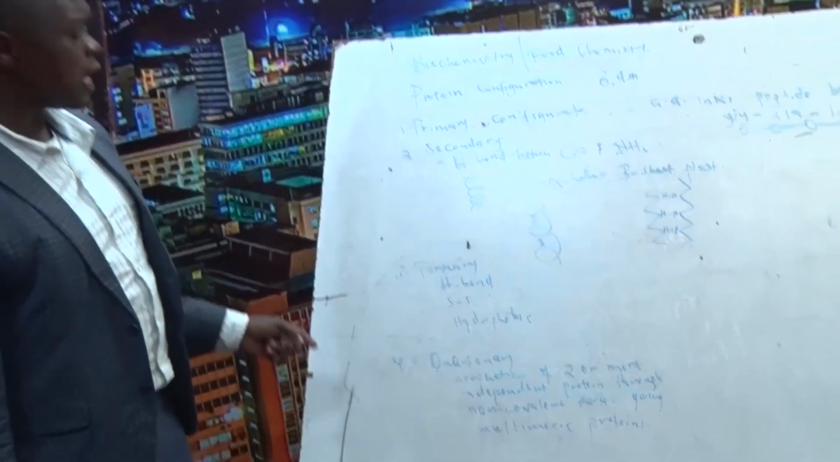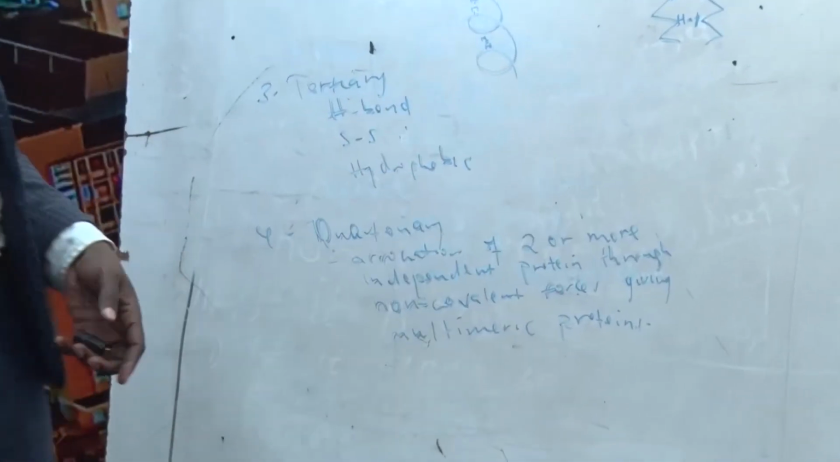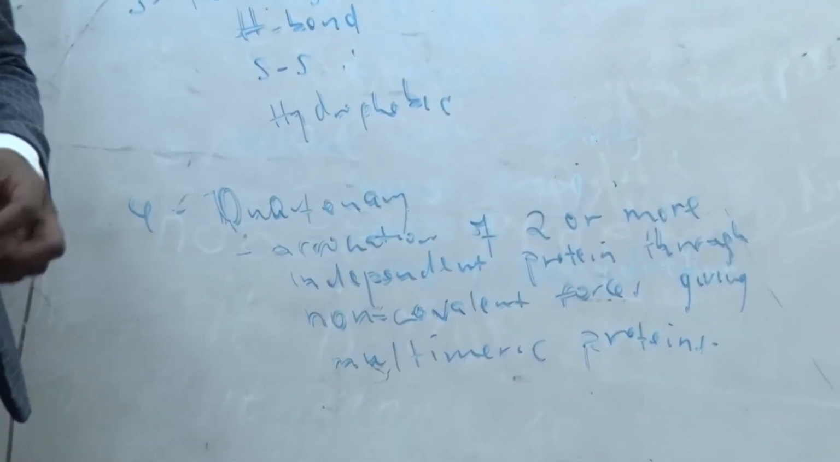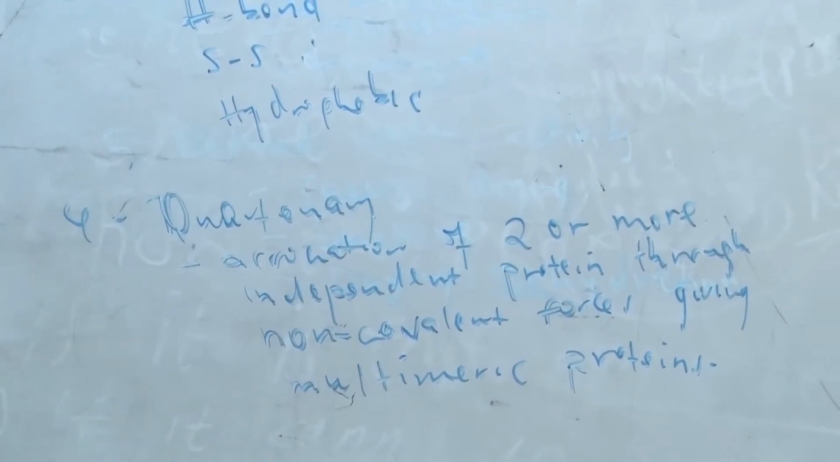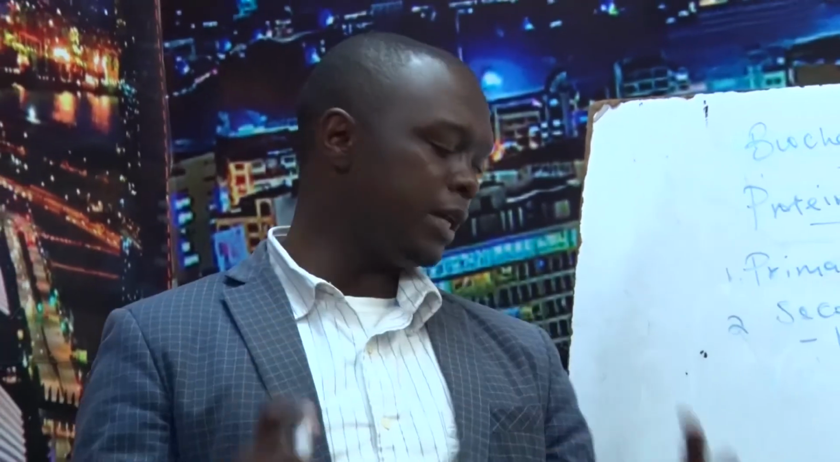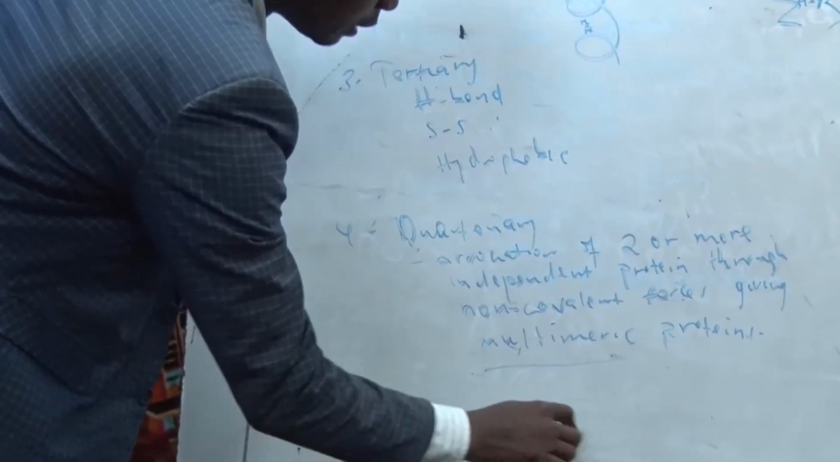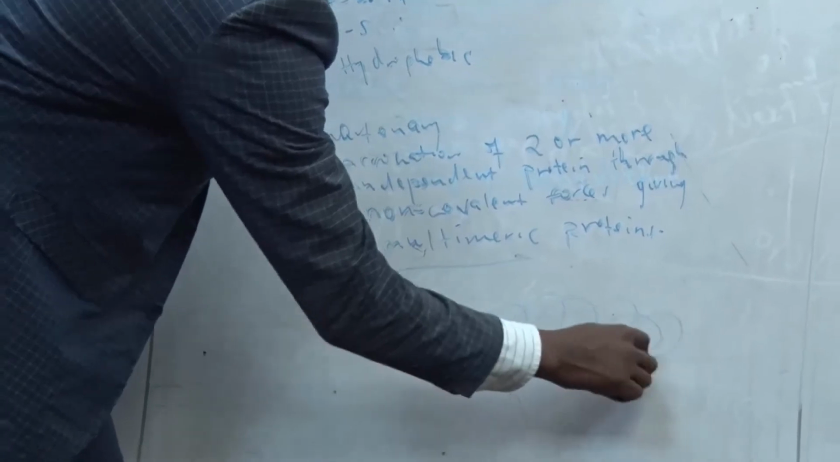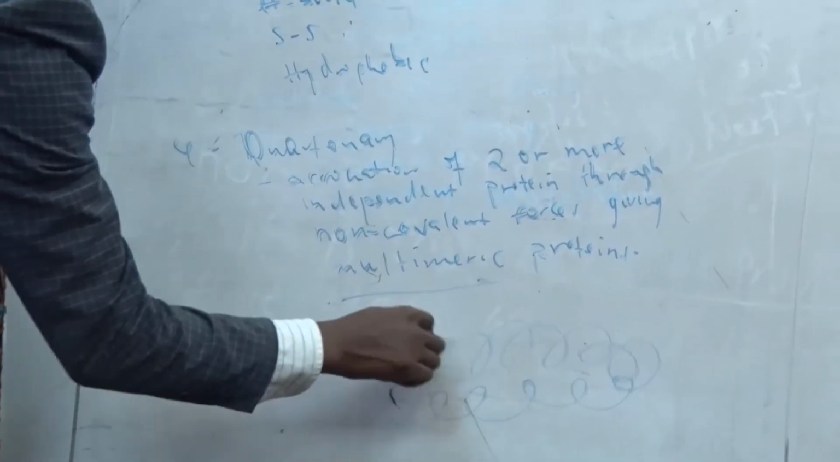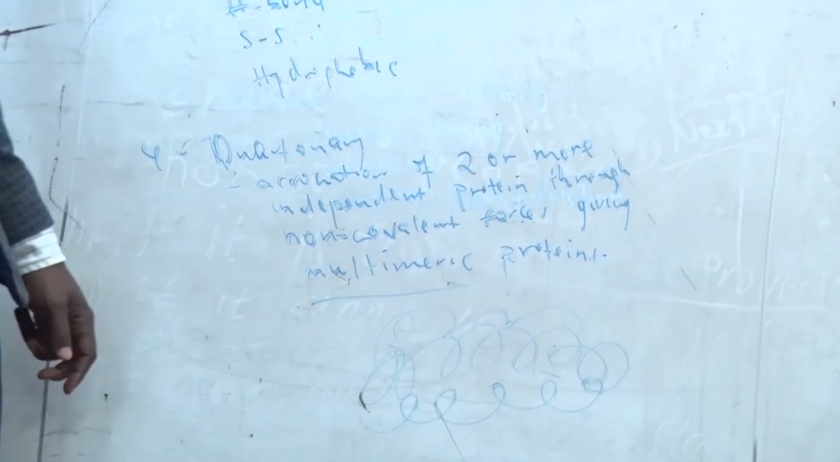Now the last one is quaternary conformation. Here we have association of two or more independent proteins coming together through non-covalent forces, which gives a very unique structure, what we call a multimeric protein. This particular structure is very unique. It is very complicated.